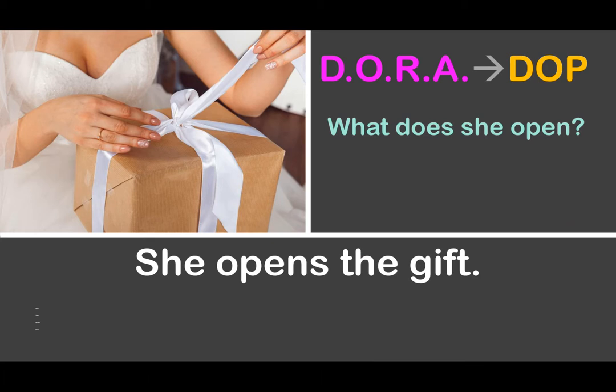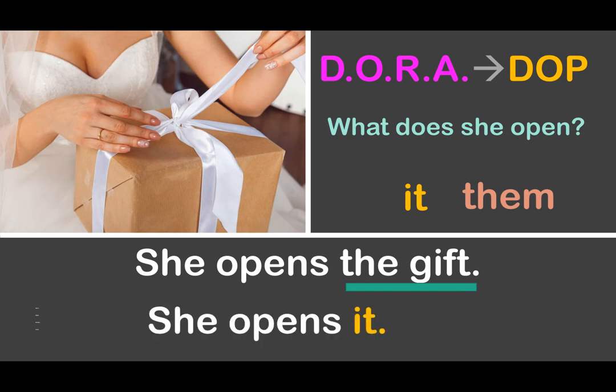What does she open? She opens the gift. Well, in English, there are only two direct object pronouns, it for singular items and them for plural. What would we replace the gift with? It or them? In English, we would replace it with it. We would say she opens it, she buys it. Okay, then we don't have to keep saying the gift.